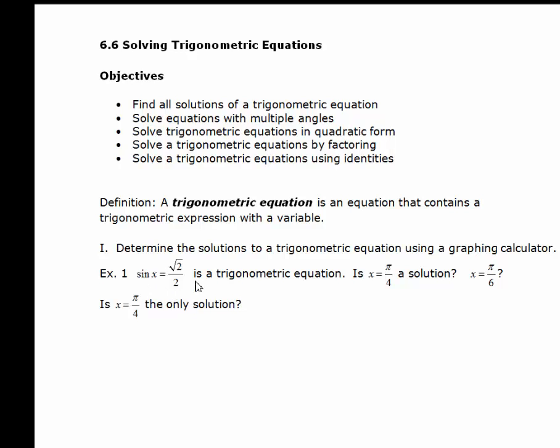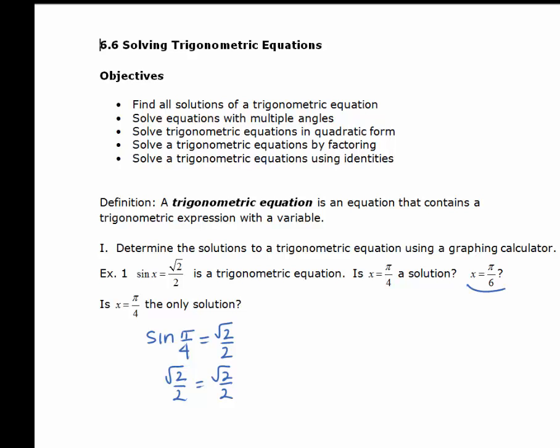We know that sine x equals the square root of 2 over 2 is a trigonometric equation. And the question is, is x equals pi over 4 a solution? Generally, to see if a value is a solution to an equation, you substitute. We take the original equation and substitute pi over 4 in for x, and the sine of pi over 4 is the square root of 2 over 2. When you substitute a value into an equation and the result is an identity, you have a solution.